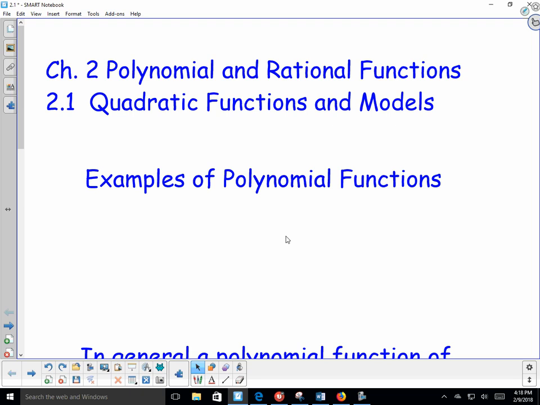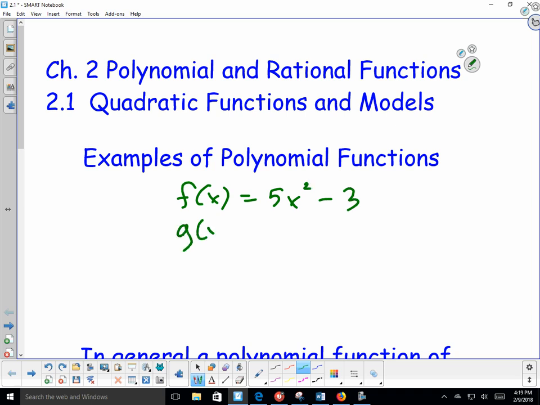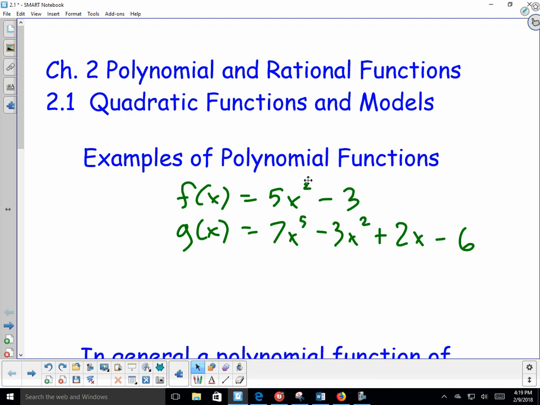Chapter 2 is about polynomials and rational functions, and section 2.1 is about quadratic functions and models. So let's take a look at some examples of polynomial functions. You could have a polynomial function like 5x squared minus 3, or you could have a polynomial function like 7x to the 5th minus 3x squared plus 2x minus 6. Those are examples of polynomial functions.